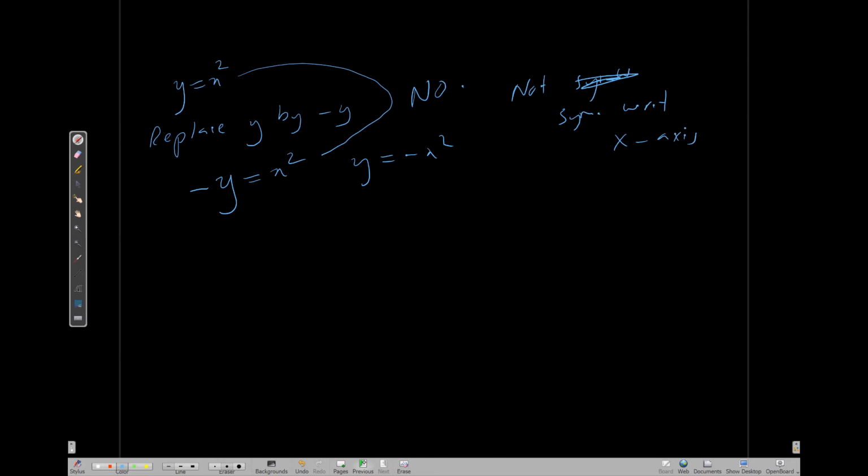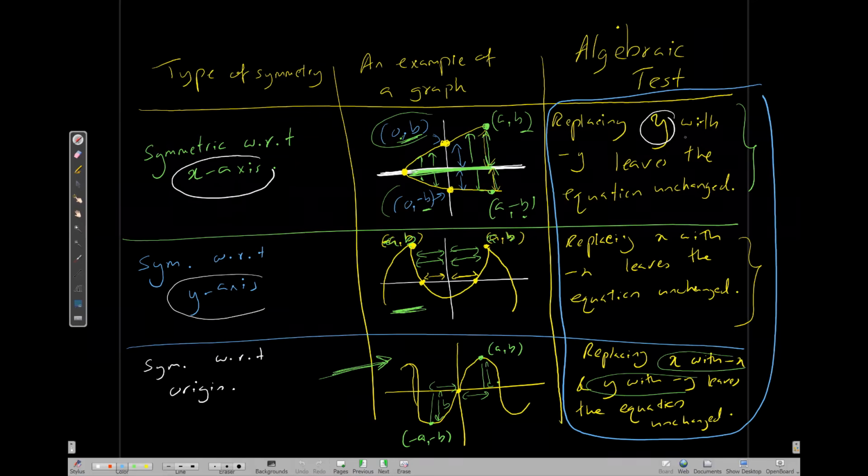Let me go back and show you. If you replace y by negative y and if the equation is the same, it's symmetric with respect to x. And if you replace x by negative x and if the equation is the same, it's symmetric with respect to y. So the other way around. And for origin, both of them.